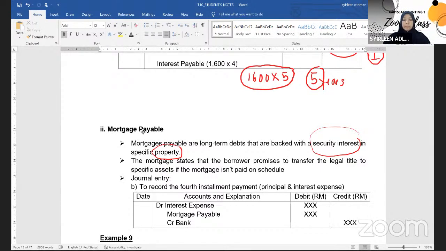Okay, so normally we do it with a bank. The bank has the power to take your property and change the legal title. That means the name for that asset will also change. Why? Because I failed to pay my mortgage payable. Alright, so how do we record the mortgage payable?